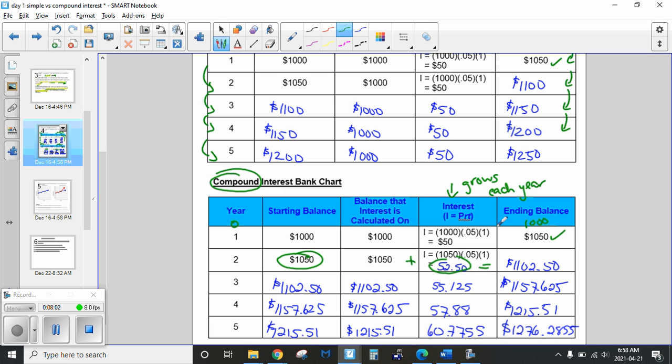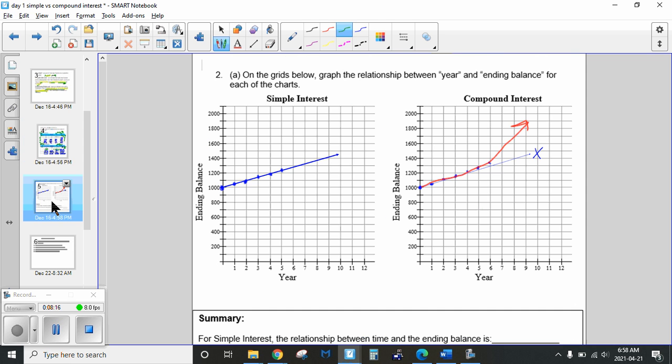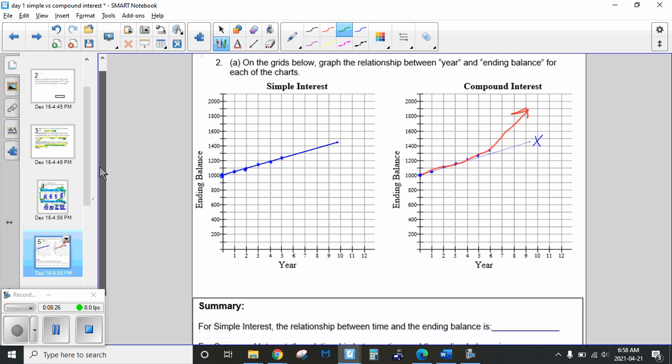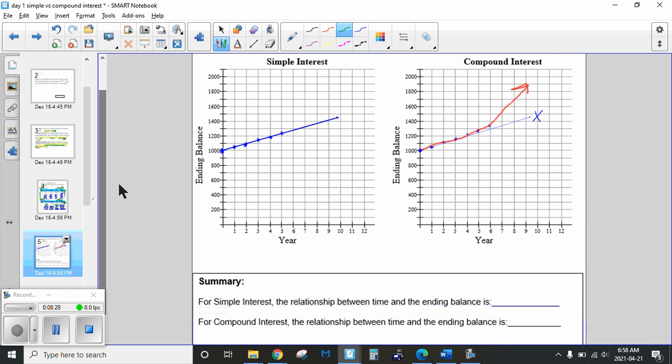Alrighty. So this went up 50. This one went up 52.50. So it's going up by the interest amount. And what that looks like on a graph, I'm going to move ahead and show you on the next slide. The simple interest pattern was $1,000 adding 50 every time. And that makes a linear graph.